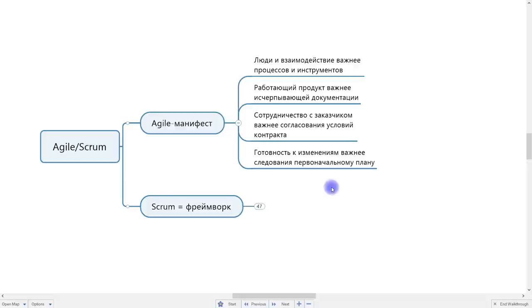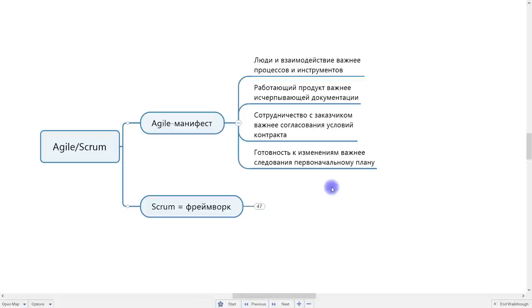And lastly, the willingness to change is more important than strictly following the original plan. So even if we have some kind of project plan, if we have some requirements spelled out clearly, we should always keep in mind that we will still have some changes over time. Even if, for example, we had some user story that we implemented in some past iteration, still over time the business may have other needs, this functionality may solve some other tasks in the future. It may need to be extended.